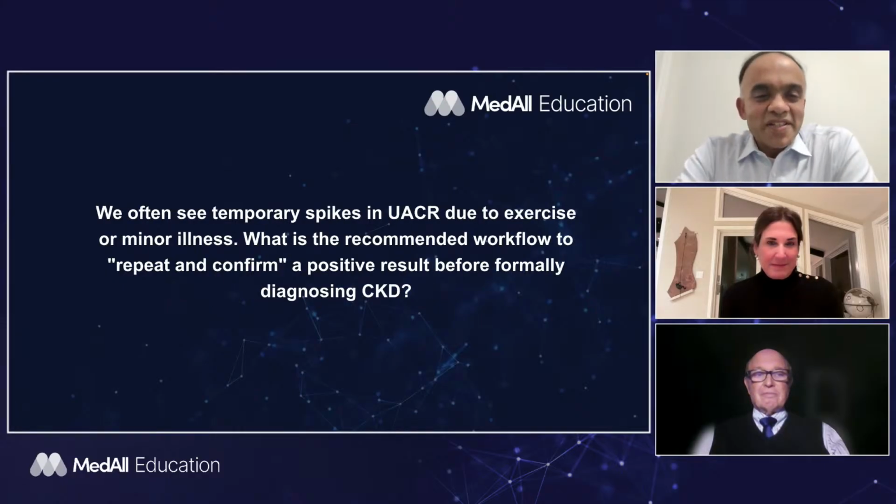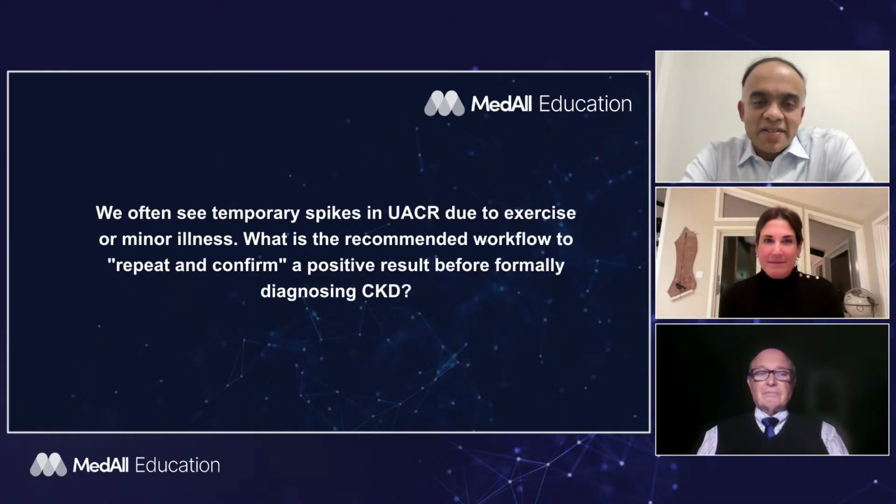The next question is, we often see temporary spikes in UACR due to exercise or minor illnesses. What is the recommended workflow to repeat and confirm a positive result before formally diagnosing CKD? First of all, I will take this.